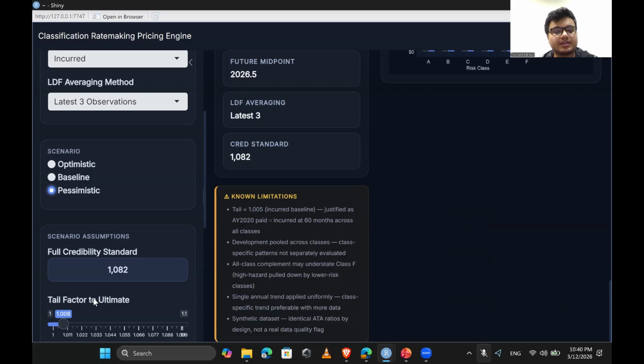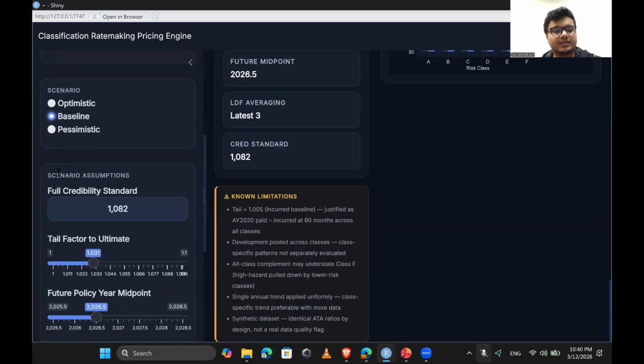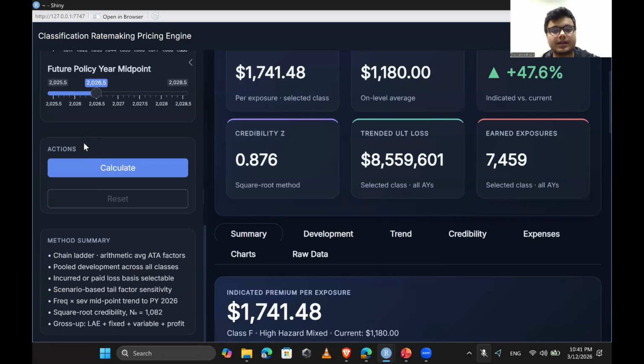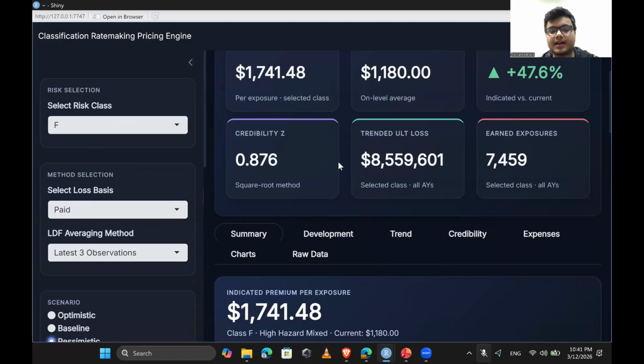The asymmetry is intentional. Underestimating losses is far more costly than overestimating them. So I applied a larger shock on the downside than the upside. Under this scenario, class F's indication climbs noticeably above the baseline, showing just how sensitive the class assumption is. The spread between optimistic and pessimistic tells you how uncertain the indication is. And for paid losses, similarly, I have calculated the baseline to be around 1.03, and optimistic is 25% less than the baseline, and the pessimistic is 50% more than the baseline. And in this way, we can choose all the inputs and hit the calculate button to look at the outputs.